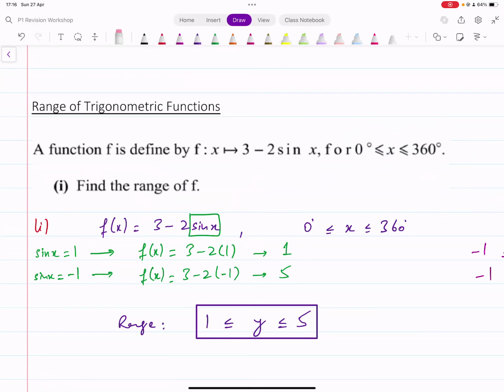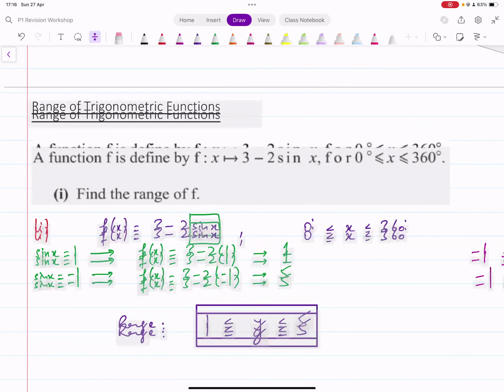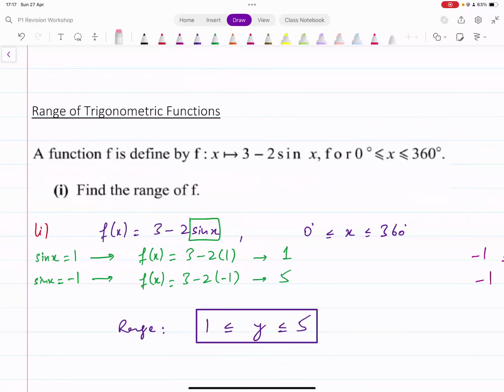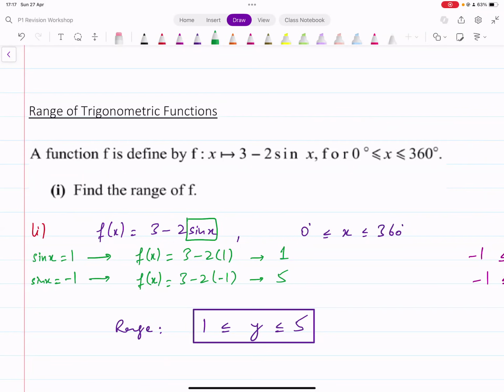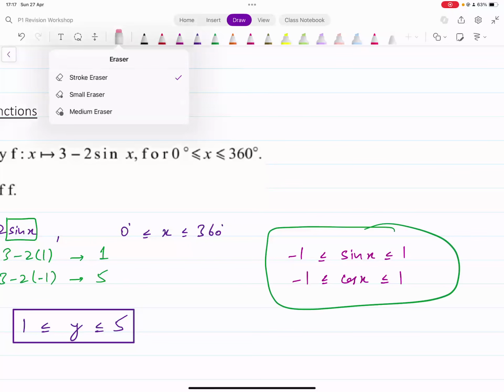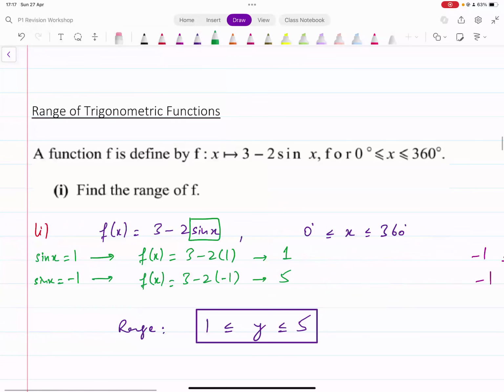Now, whenever a trigonometric function, sine and cos in particular, is completing its cycle, so from 0 to 360, sine x completes its one cycle. For sine and cos in particular, their values are between -1 and 1, right? The graph of sine and cos, both of them, their lowest values are -1, their highest values are +1. They're always between -1 and 1. So whenever they're completing a cycle, if you want to find the range of a function that includes one of these functions, all you have to do is consider the extreme values of sine and cos.